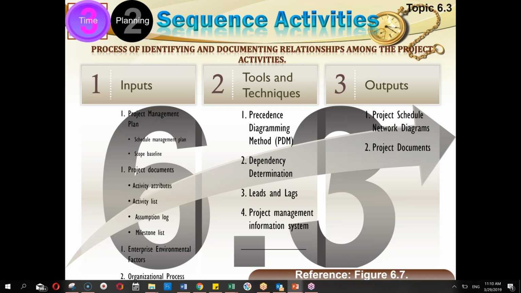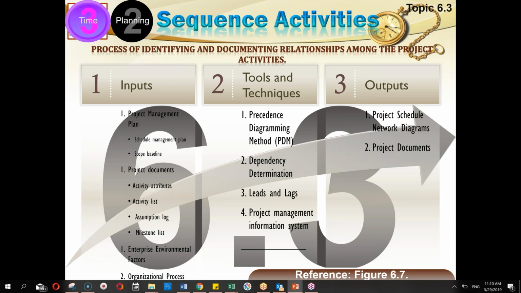Then there is the lead. A lead is where you are trying to create a small overlap between the predecessor and the successor. You are allowing the successor to start slightly before the predecessor has finished. So you are saying you can start 1 day before I am finished. So the successor can start 1 day before the end of the predecessor.